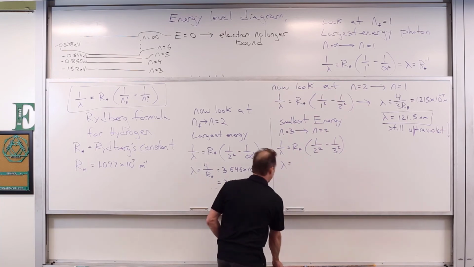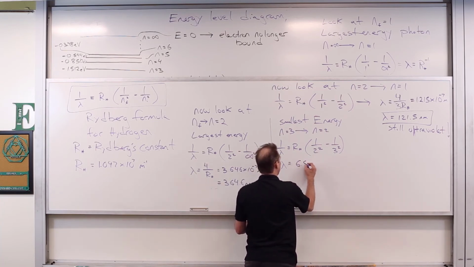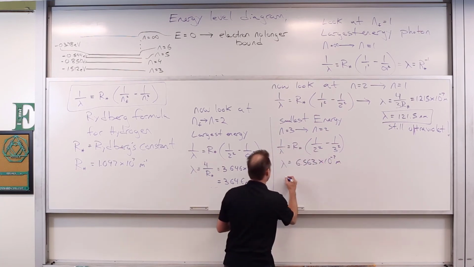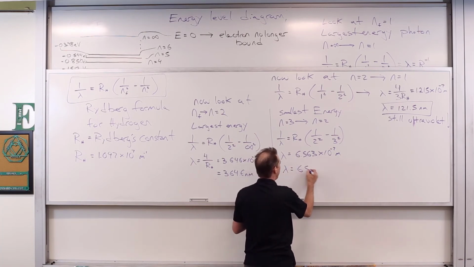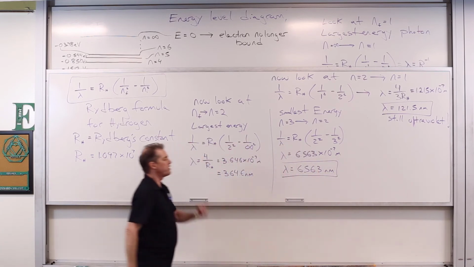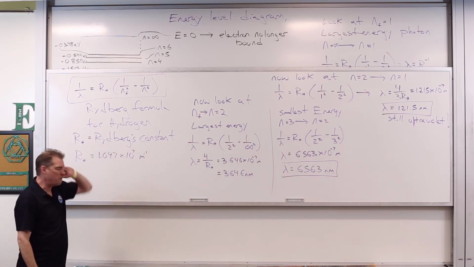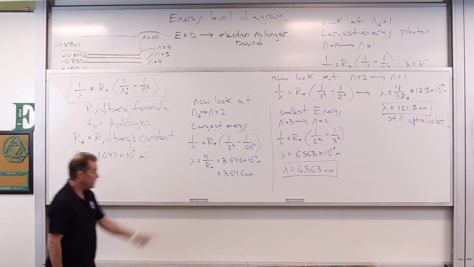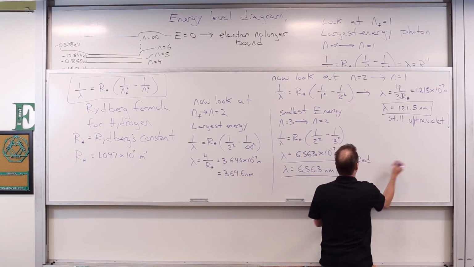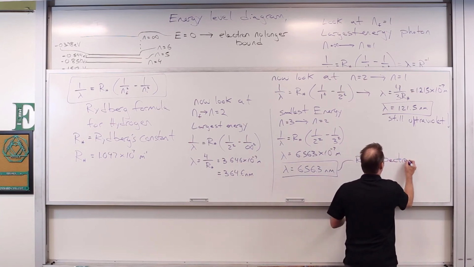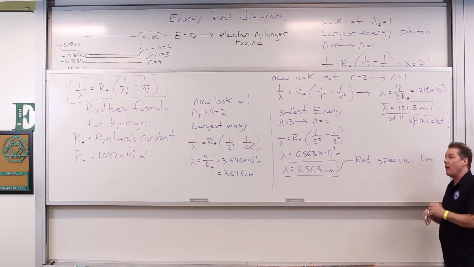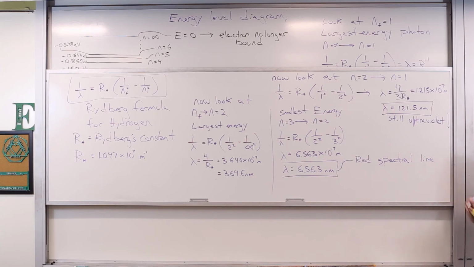6.563 times 10 to the negative 7 meters, or 656.3 nanometers. Is that in the visible spectrum? Yes, it is. This is actually in the red region of the visible spectrum. The red spectral line that we see, the red wavelength of light in the spectra of the hydrogen atom.